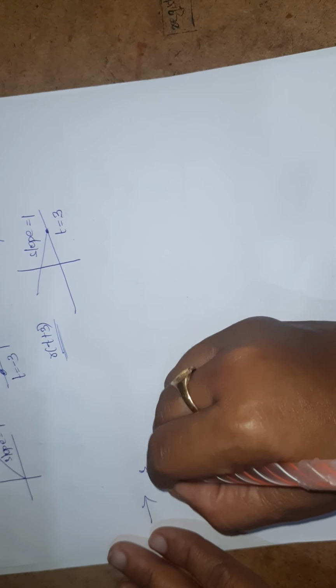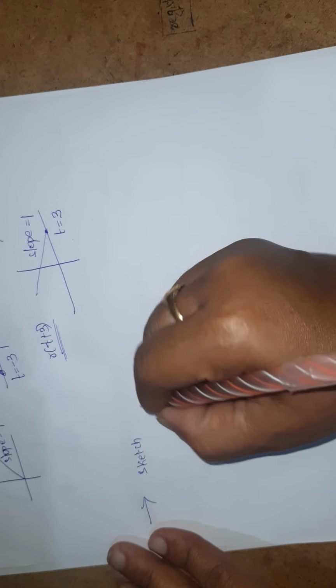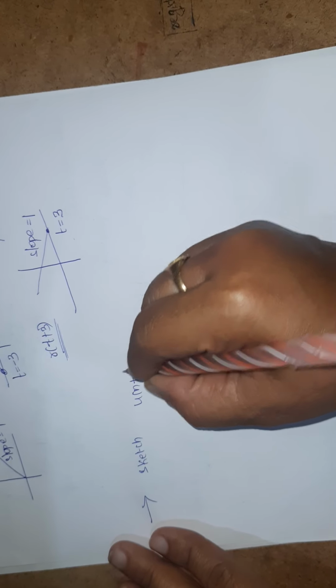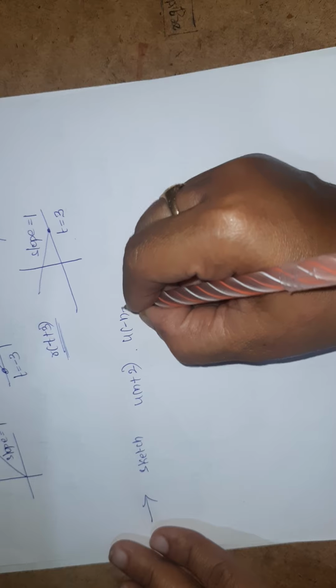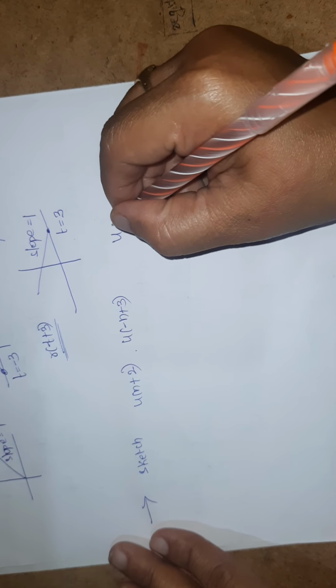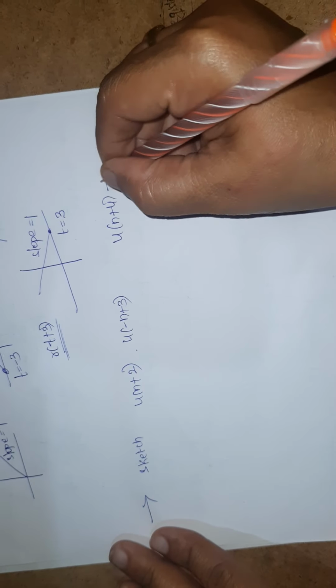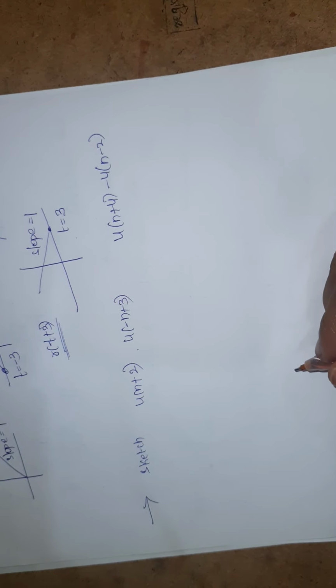So first sketch u of n plus 2 into u of minus n plus 3. Next u of n plus 4 minus u of n minus 2. These are the two problems we are going to see now.